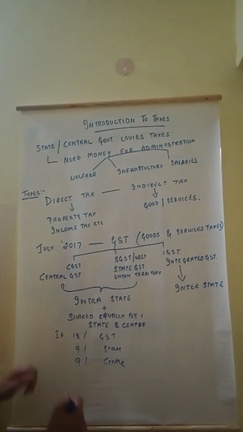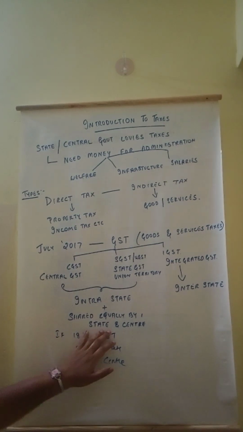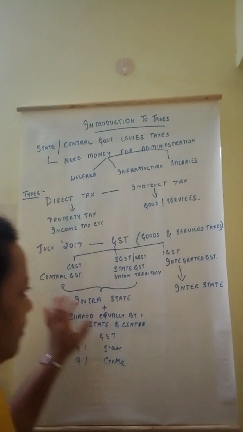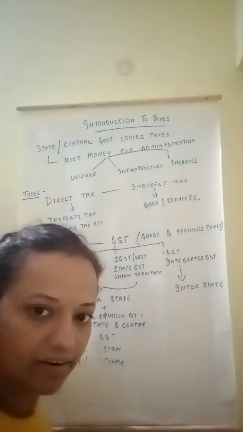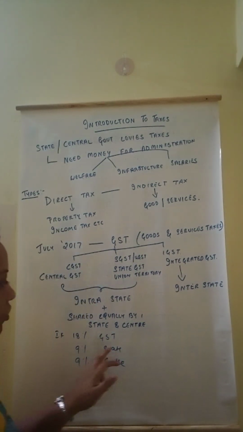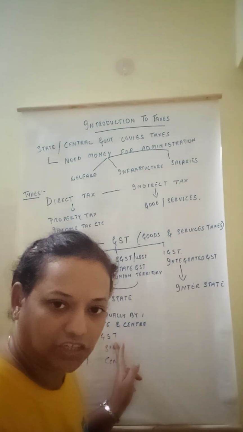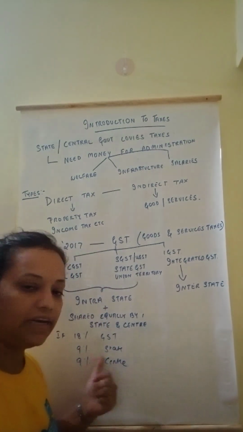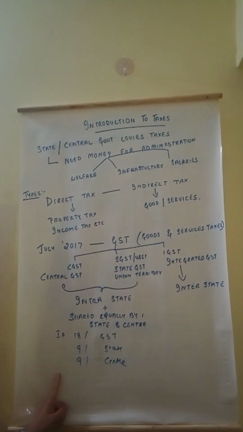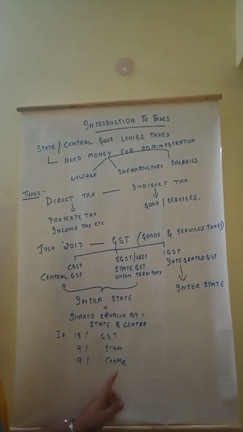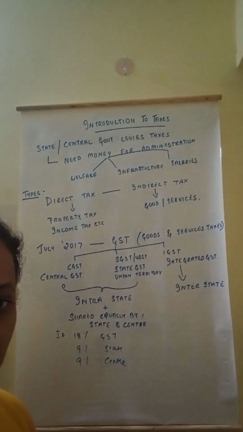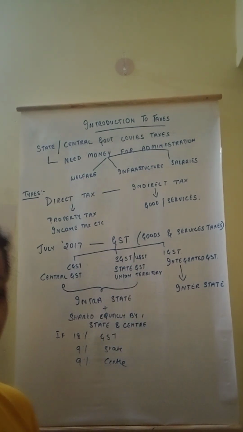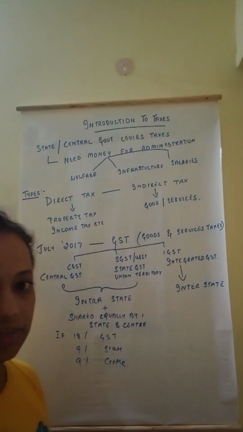Okay. Now, I told you this is shared by the state and the center. CGST and SGST is equally shared by the state and the center. Okay. So, if suppose they say 18% is a GST, you'll have to pay 9% to the state and 9% to the center. Okay. So, that is an introduction to the taxes and the GST. You can just run through it. It will be easy for you to understand.